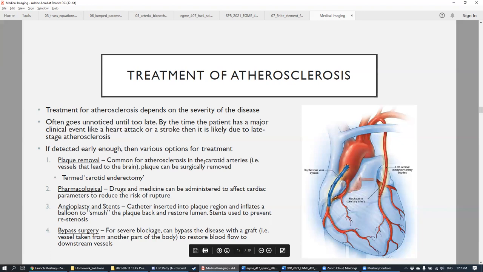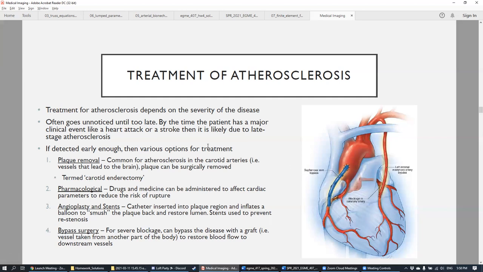The first option here is plaque removal. They basically go into your blood vessels and literally remove the plaque. They scrape it from your blood vessel walls. They can't do this for a lot of your blood vessels because it's a very invasive procedure, and they can only do it where they can effectively bypass. Where you see this most commonly is if you have atherosclerosis in your carotid artery. Those are the vessels that lead to your brain, in your neck. The term for this is carotid endarterectomy.